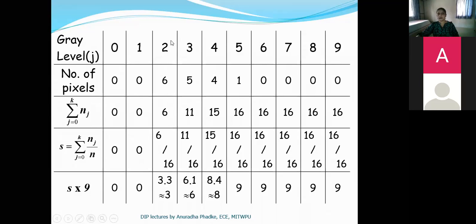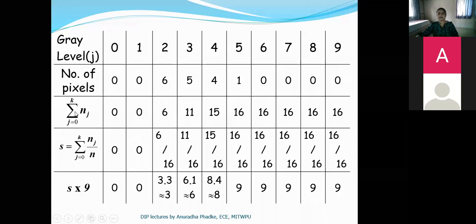Okay. So we are going to replace value 2 by value 3. We are going to replace original gray value 3 by new gray value 6. Similarly, 4 will be replaced by 8. 5 will be replaced by 9, and 6 to 9, these values will be replaced by 9. Okay. 0 is replaced by 0. Original gray value 1 is replaced by 0.